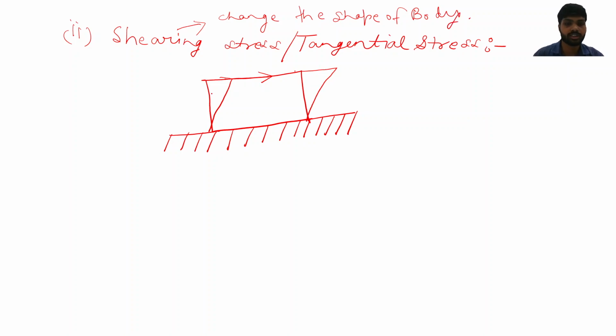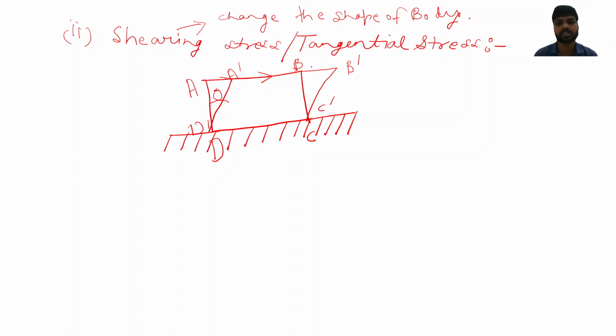So this is the body whose shape changes by applying a force on the top face, and the body is fixed at the bottom face. Then there will be a change in the shape of the body. This is theta, and initially the body is A, B, C, and D, and after changing the shape, it becomes A dash, B dash, C dash, D dash. So this is shearing stress.